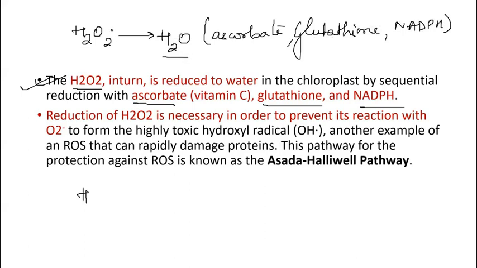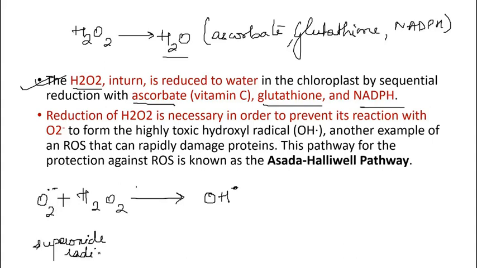If this hydrogen peroxide is not converted to water, then this H2O2 may form hydroxyl radical. This H2O2 will react with superoxide radical to form hydroxyl radical. Now hydroxyl radical is the most dangerous radical. Once it is formed, it damages many of the proteins very quickly.